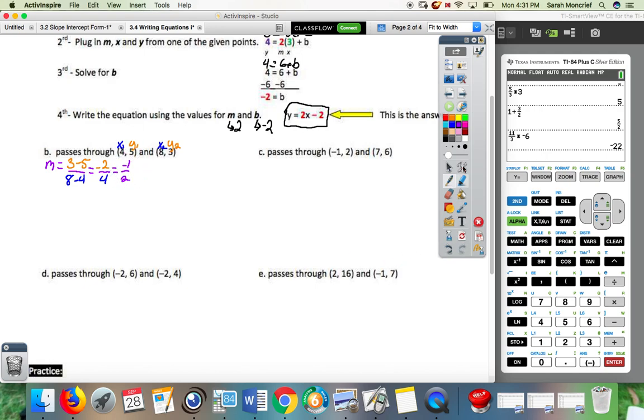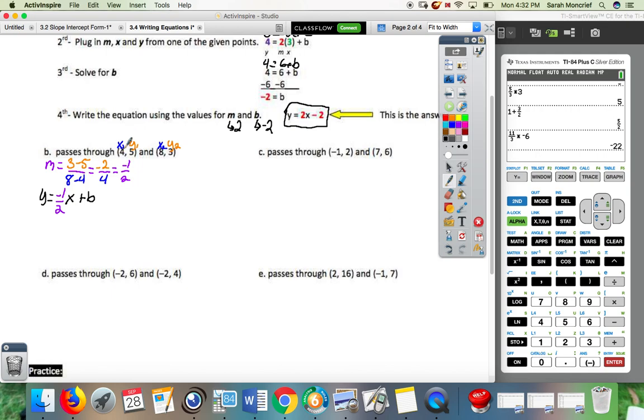So now that we have m, we can start that whole process over again, where we have y is equal to negative 1/2 x plus b. Now I don't have a b to plug in, right? But I have two options for x and y that I can plug in. Now, just for everyone's sake, let's always plug in the first ones. I think it'll be easier on us, so we're not having to figure it out. I'm going to plug in my first x and y.